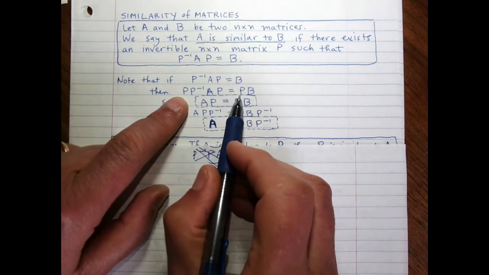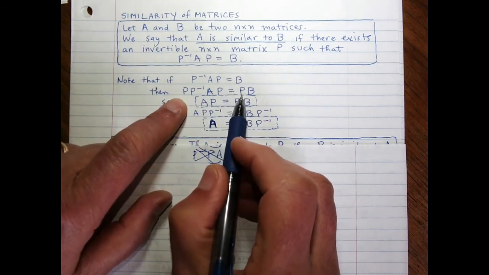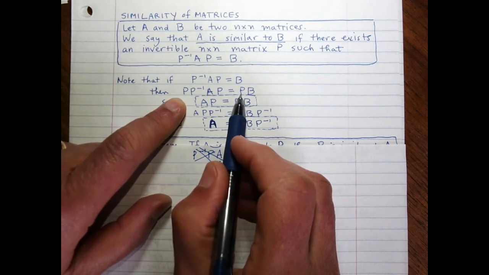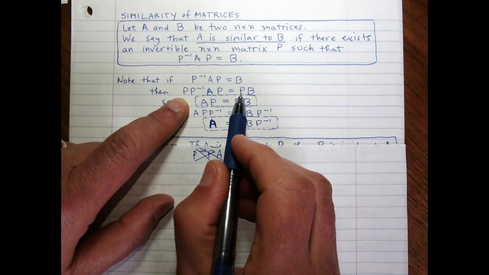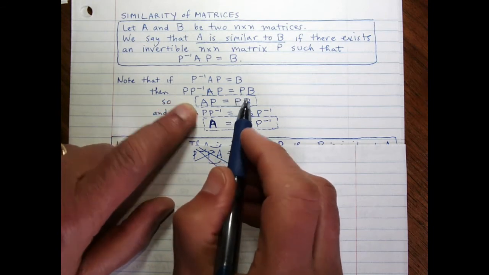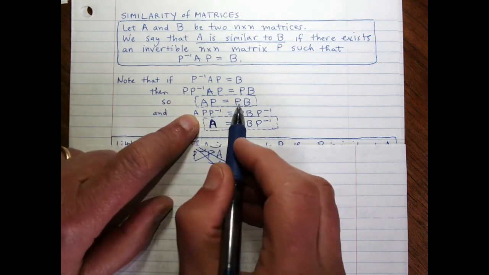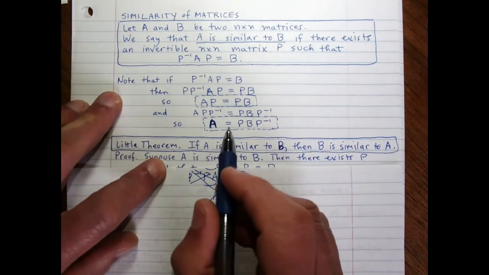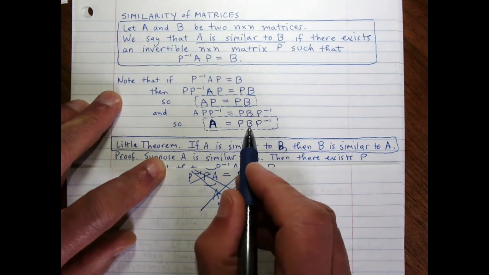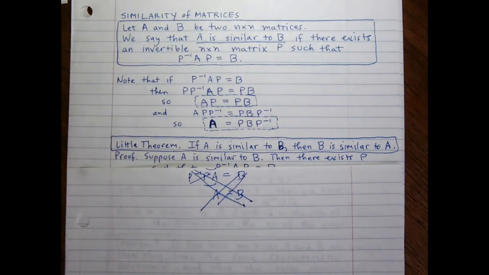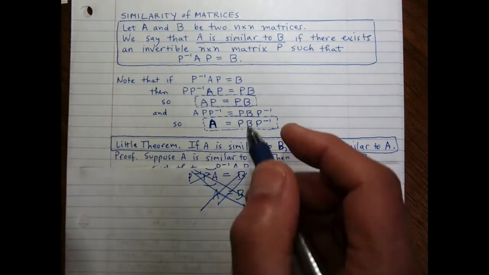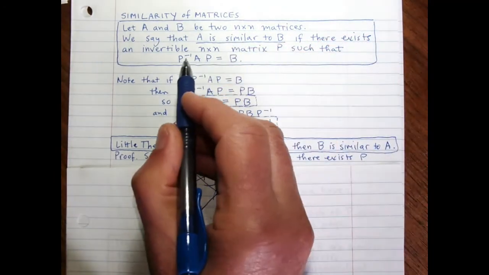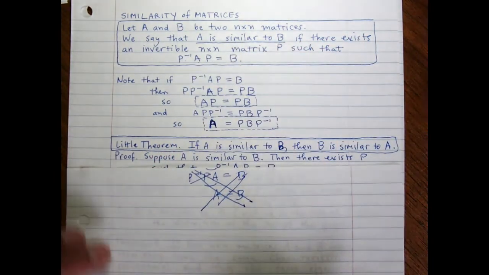And remember how we have to be careful when we multiply both sides of an equation by a matrix, we have to do it on the same side of both sides. So just notice if we multiply by P on the left, we obtain AP equals PB. If we multiply by P inverse on the right, we get A equals PBP inverse. And those are just different forms of the similarity relationship, P inverse AP equals B.